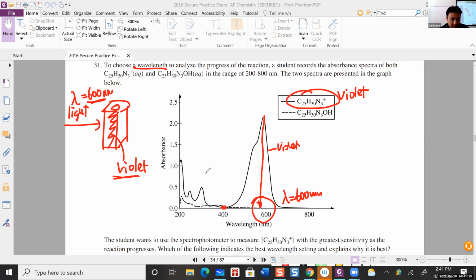And the only way is to generate this plot. Put your samples in and see what wavelength the sample absorbs light the best. Here, it absorbs at about 600 because the solid line, the violet compound, peaks in absorbance at 600. If you use 400, the compound does not absorb any light. Your experiment failed. You get zero absorbance throughout time. So you have to pick the wavelength that the sample absorbs the best at. That is the wavelength.